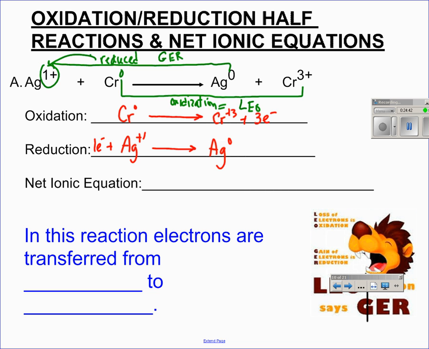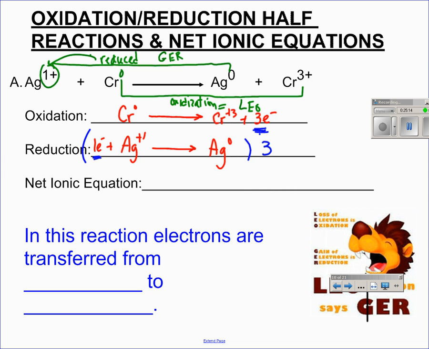Finally, we want to write a net ionic equation because you have to balance equations for mass, charge, and energy. And we see the number of electrons lost has to equal the number of electrons gained, right? So we have 3 electrons lost, but we only have 1 electron gained. So in order to balance that, we need to multiply the whole half equation by 3.